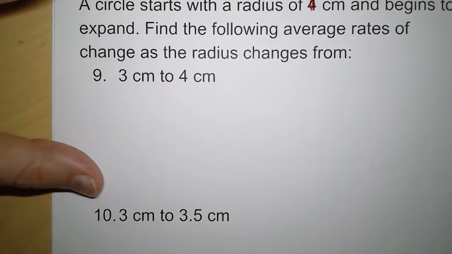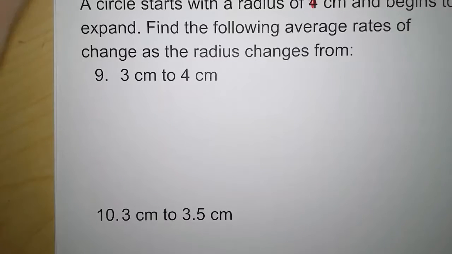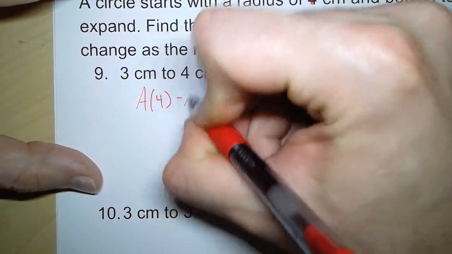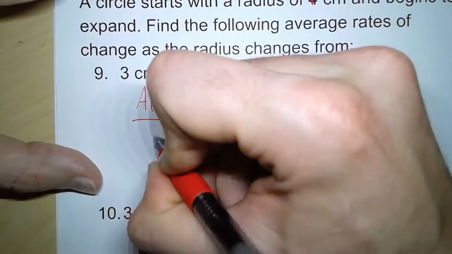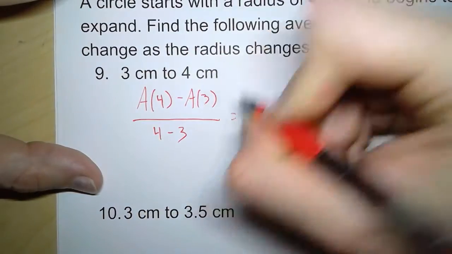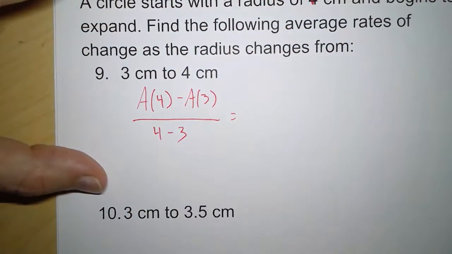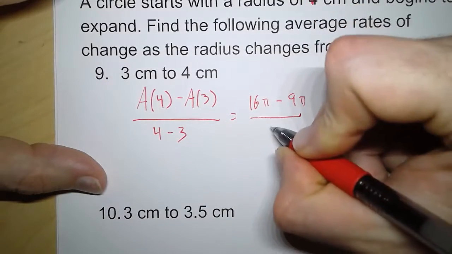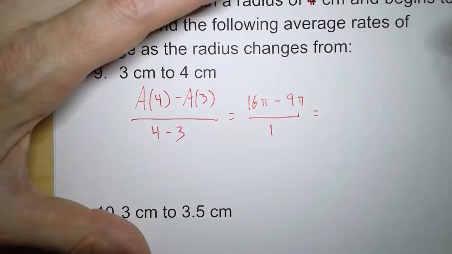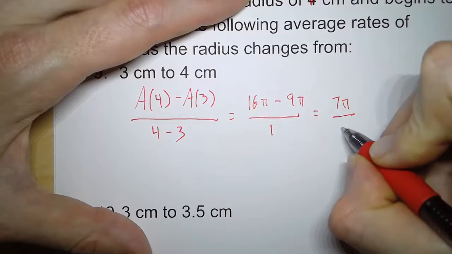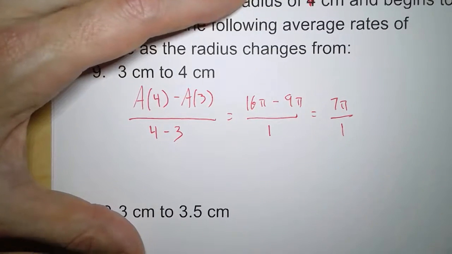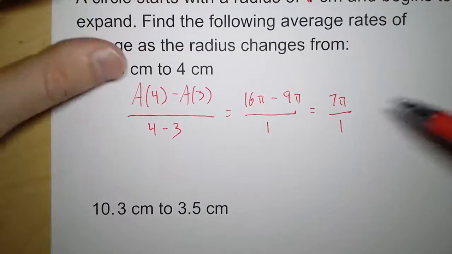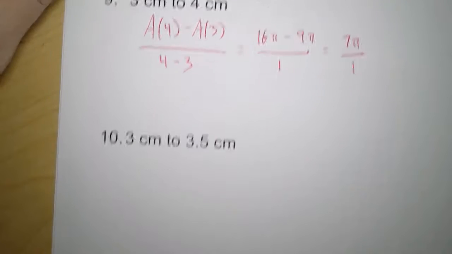Okay. So what we're doing is we're comparing the area of the circle to the radius as it grows. So we want the area at 4 minus the area at 3 all over 4 minus 3. So pi r squared is the formula for a circle. So that's 16 pi minus 9 pi over 1. And so we get 7 pi for 1, and that is our average rate of change. As it changed from 3 to 4 centimeters, it changed by 7 pi for the area.